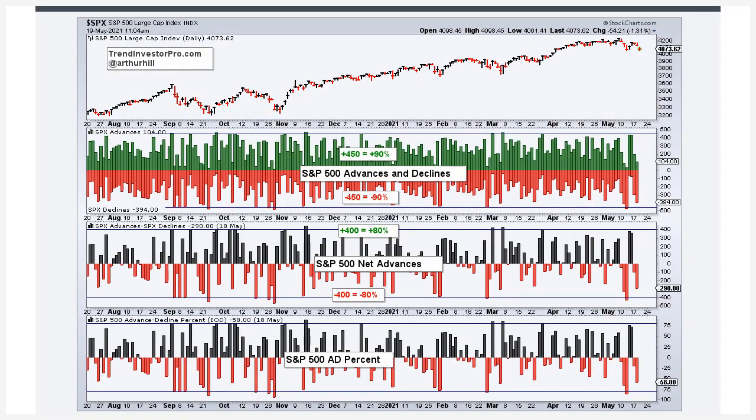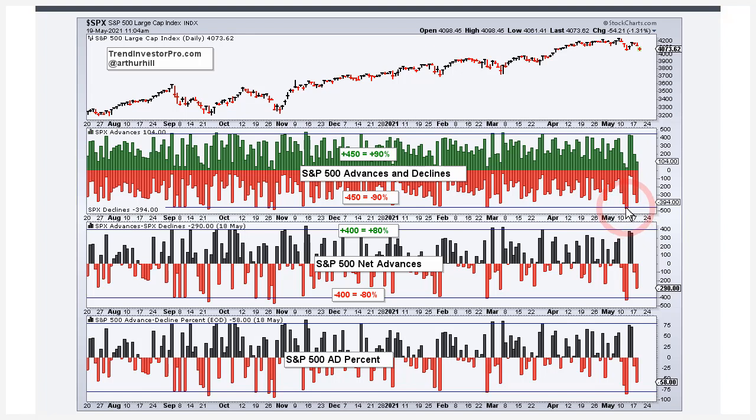So I'm going to start off with advances and declines because this is the most basic breadth indicator there is out there. It measures the degree of participation, and this is, of course, where you get the advance decline line, but we're not going to look at that today. So what we have here is advances in the S&P 500 and declines in the S&P 500. And you can see on May 12th, we had more than 400 stocks declining, actually more than 450 declining. So that means more than 90% of stocks in the S&P 500 were down.